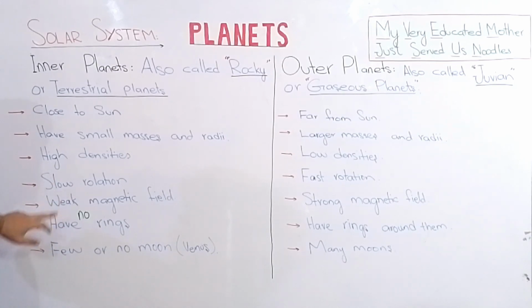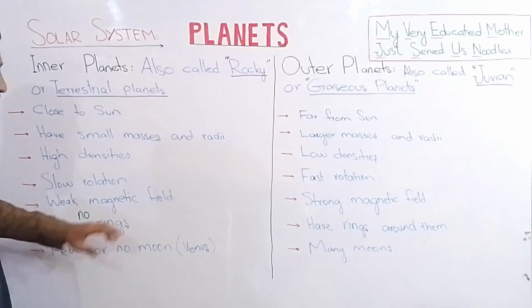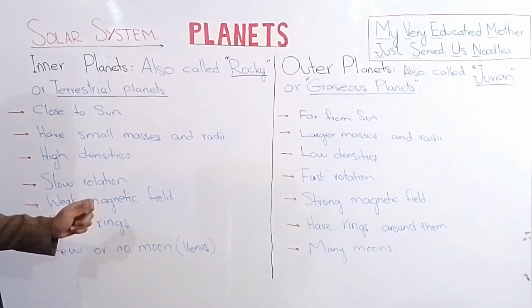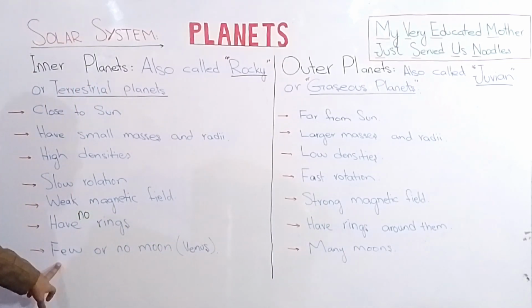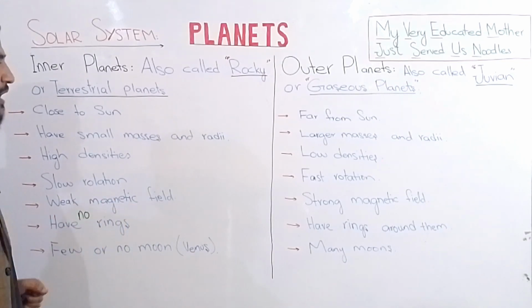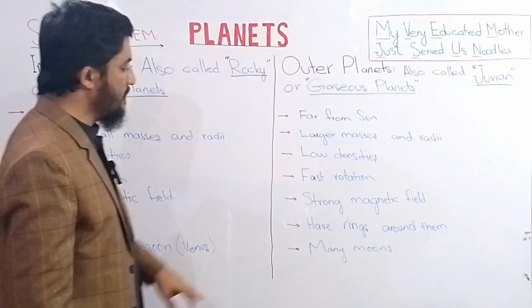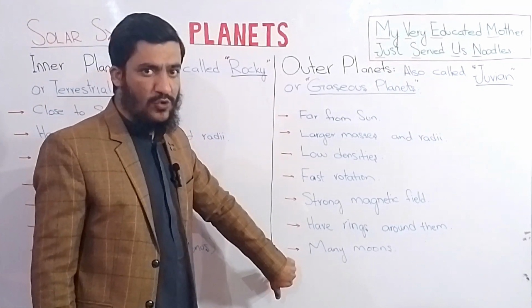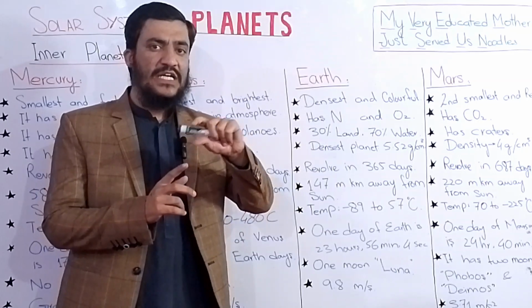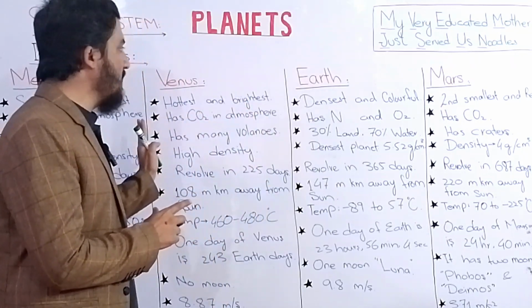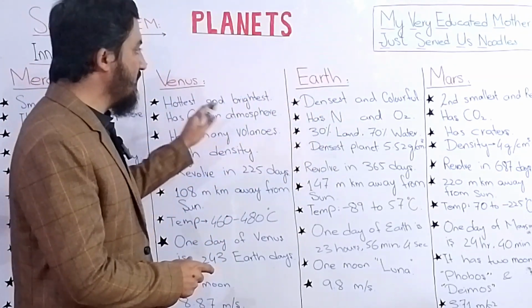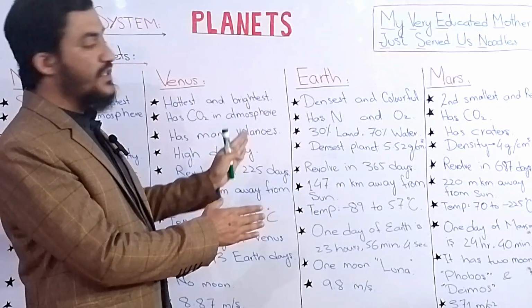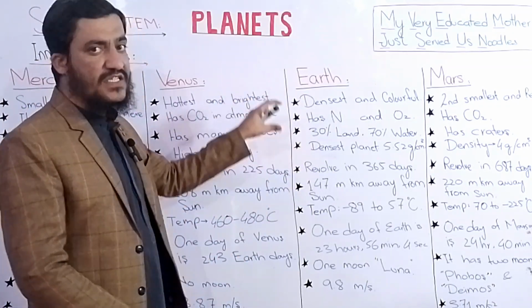Then we have the last differences between inner and outer planets. Some planets like Mercury and Venus have no moon, while the other planets have moons, Earth has only one. The outer planets have many moons. So dear students, first of all we will look into the inner planets, which are Mercury, Venus, Earth, and Mars, and we will distinguish between each one of these: their basic differences, features, and physical characteristics.